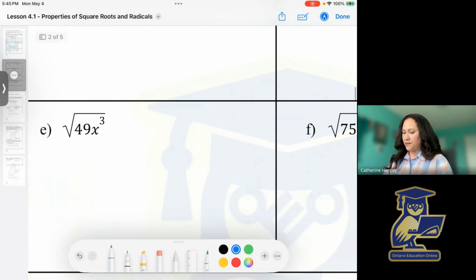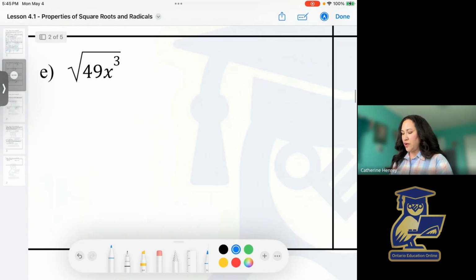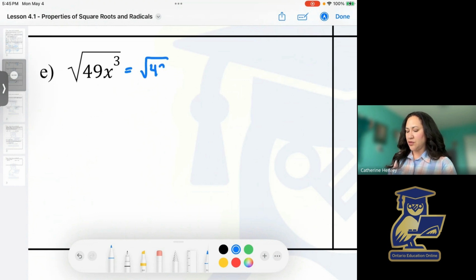Take a look at E. Again, we can mix numbers with variables. So we can go ahead and split those up. Right away, I'd like to split them up. So the square root of 49 times the square root of x cubed. And the square root of 49 is 7 times, and I'll just show this to you again, x cubed is x times x times x.